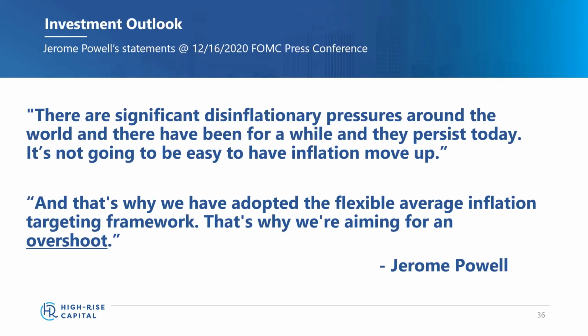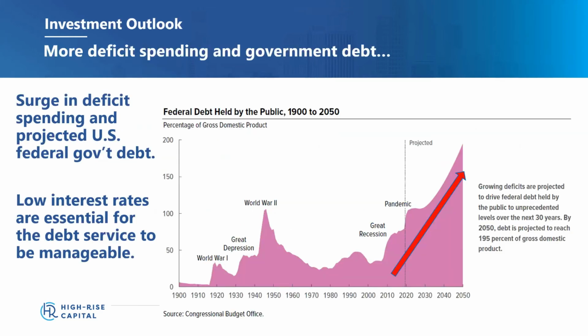"And that's why we've adopted the flexible average inflation targeting framework. That's why we're aiming for an overshoot." And this overshoot, I think, is something that people need to realize, because before, the stated target in terms of inflation by the Fed has been about 2%. And what they're saying right here is that we may actually overshoot that. And I think you'll understand why that is in a few seconds.